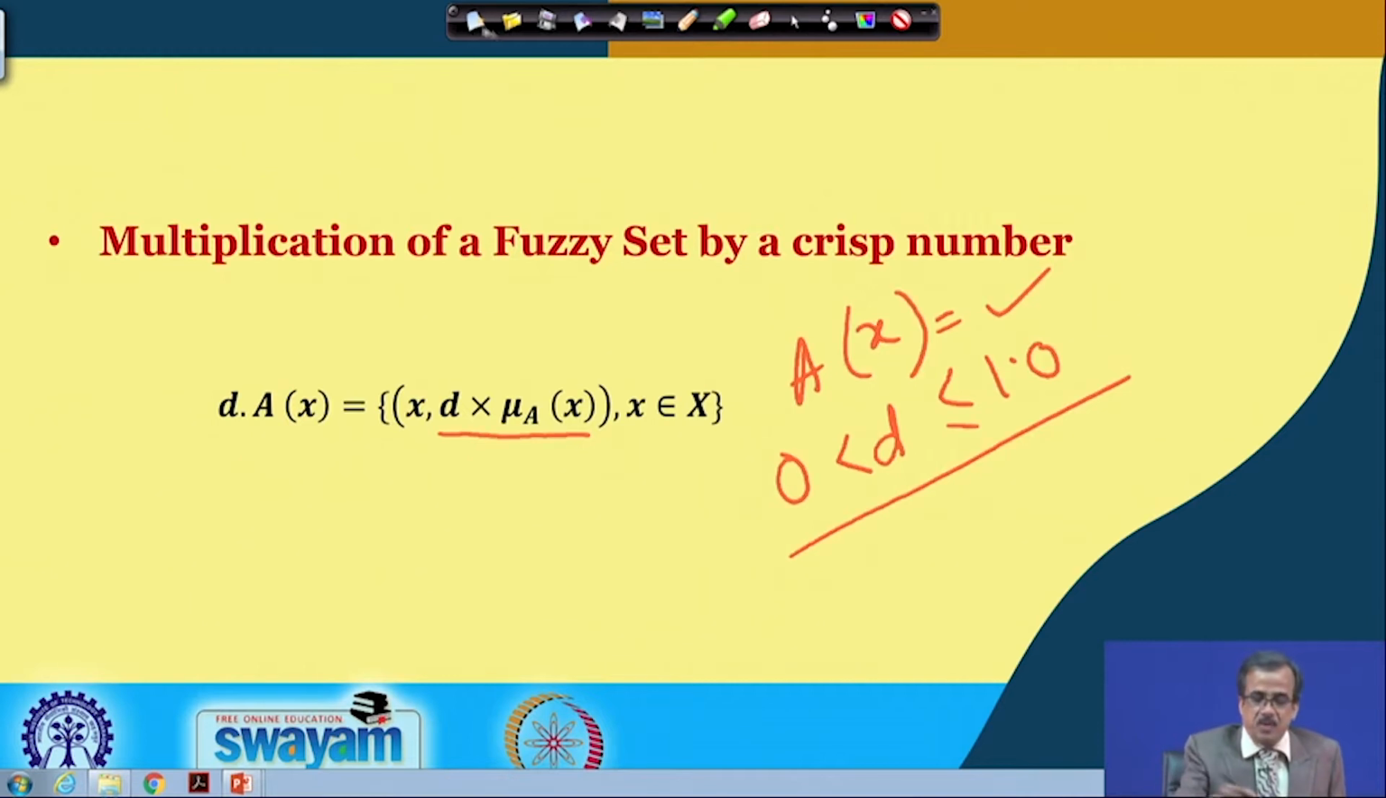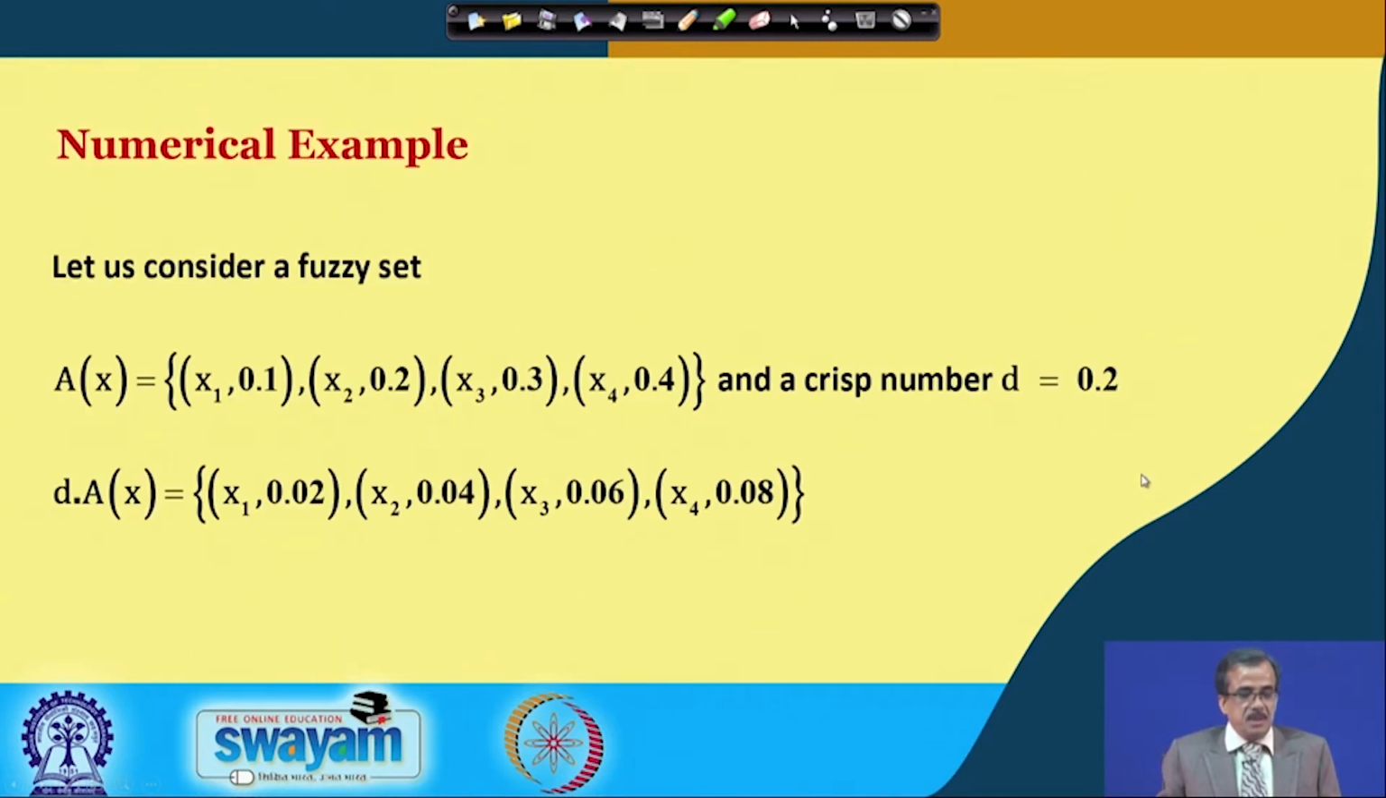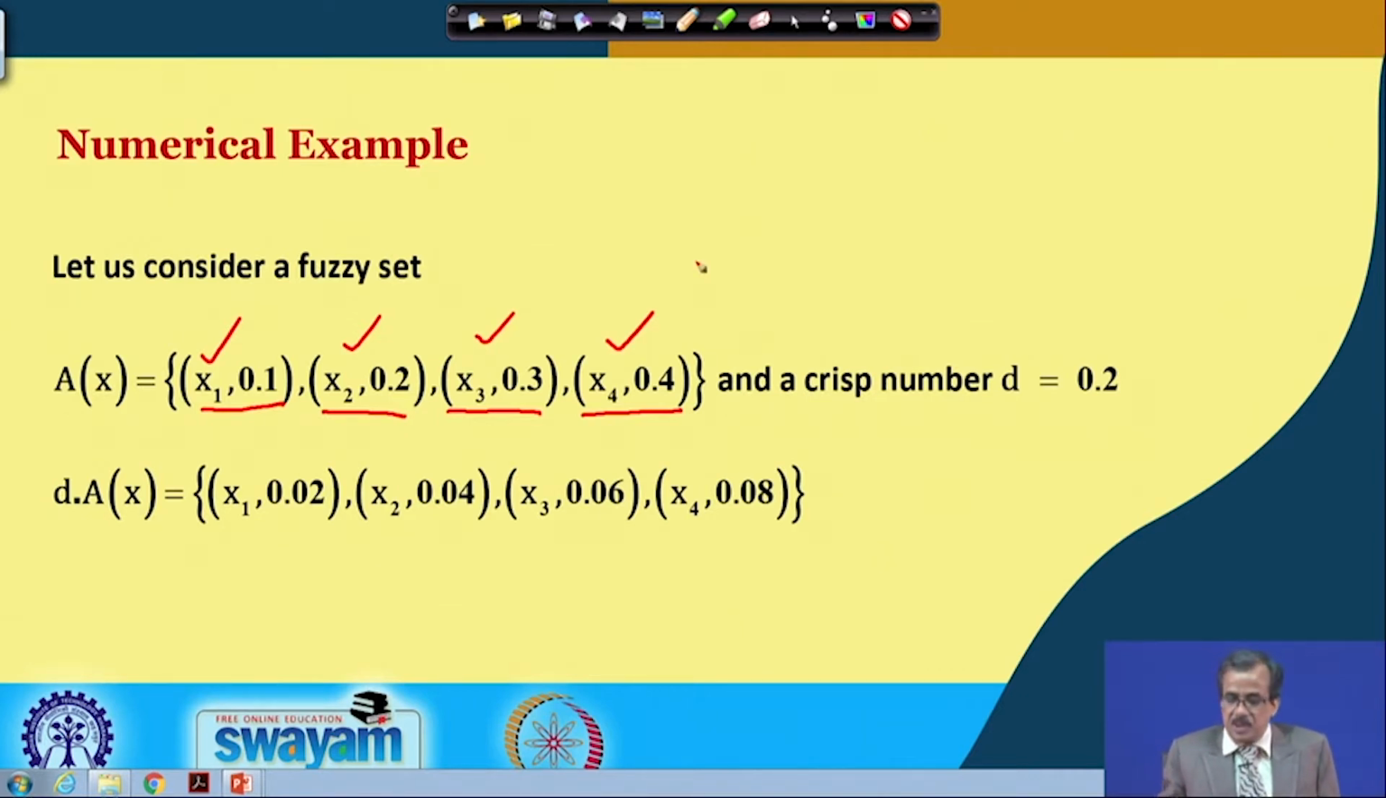Now, let me take one numerical example so that things will be made more clear. Supposing that I have a fuzzy set A(x), which is nothing but {(x1, 0.1), (x2, 0.2), (x3, 0.3), (x4, 0.4)}. So, this is a discrete fuzzy set having 4 elements x1, x2, x3 and x4. And supposing that the crisp number d is set equal to 0.2.